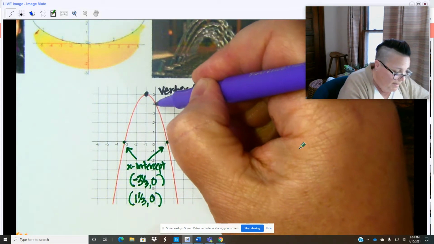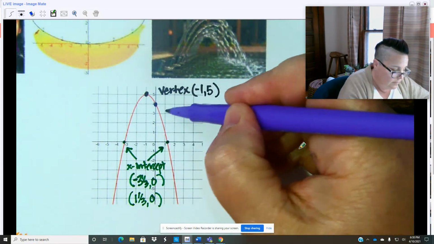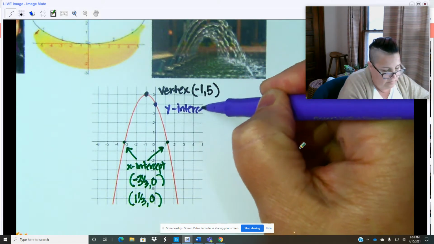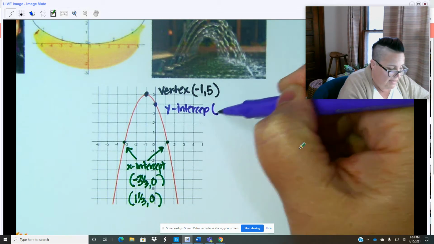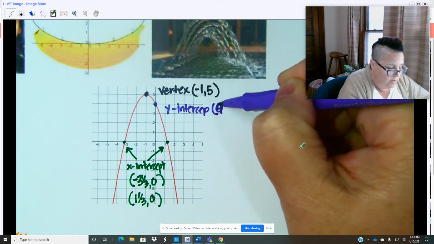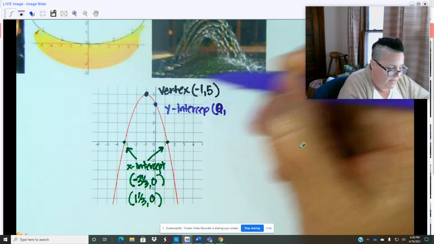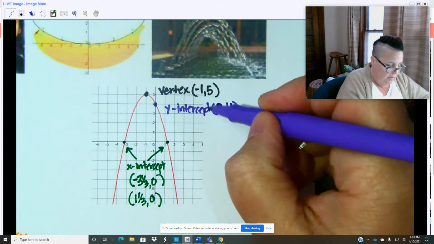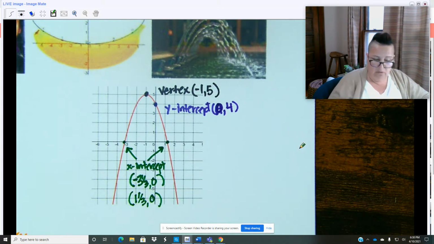We have a y-intercept. That would be my y-intercept. I want to go 0 left to right and up 4. So (0, 4). All right. The y-intercept is at (0, 4).